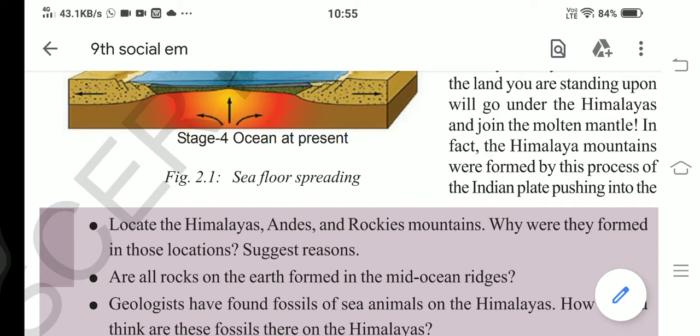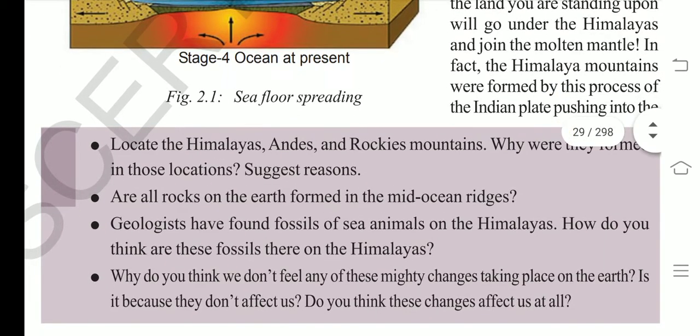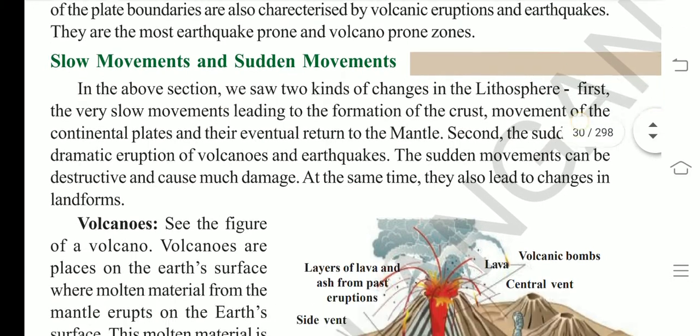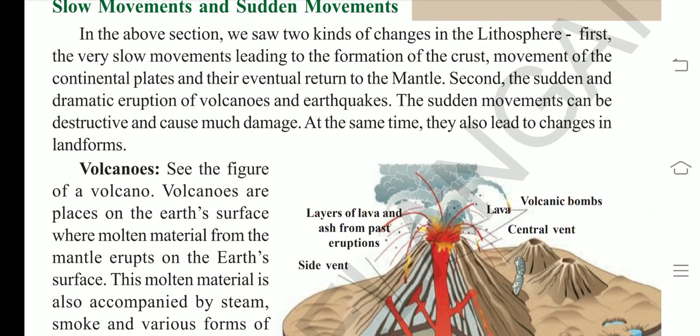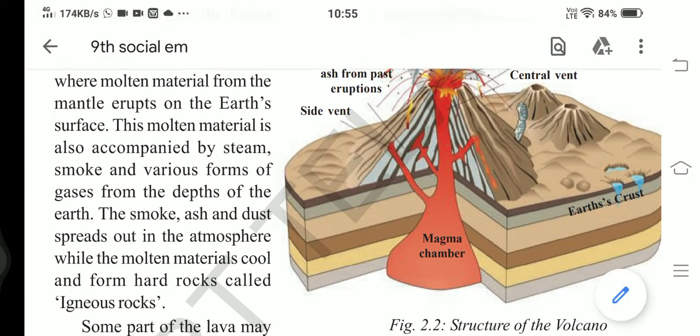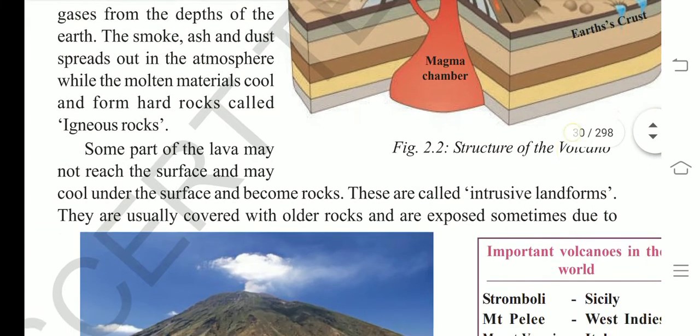Some part of the lava may reach the earth's surface, right? And that leads to the formation of plateaus. The Deccan Plateau is an example. It is an extrusive landform. What do you call extrusive landforms?